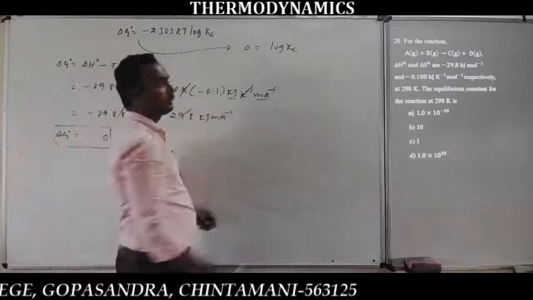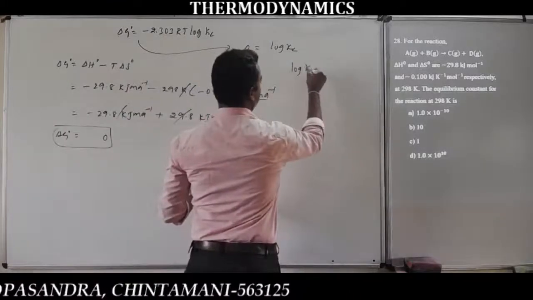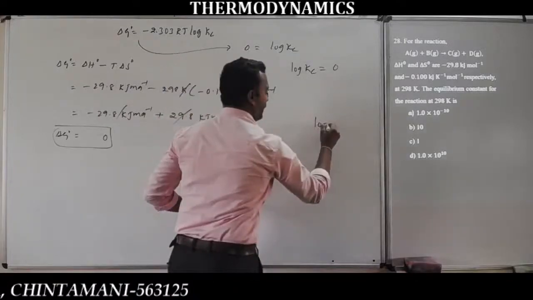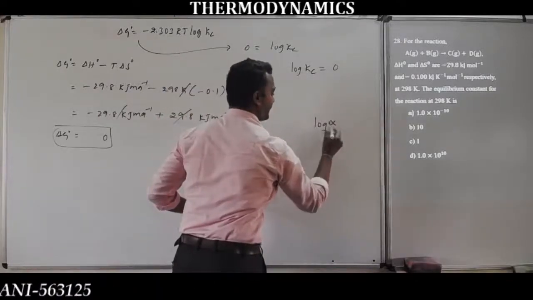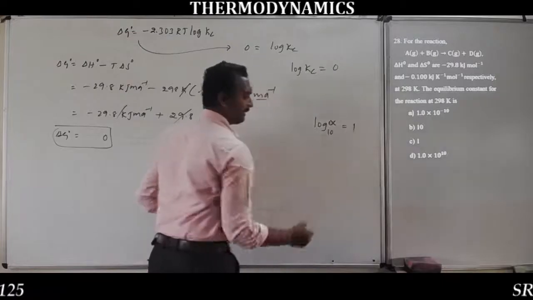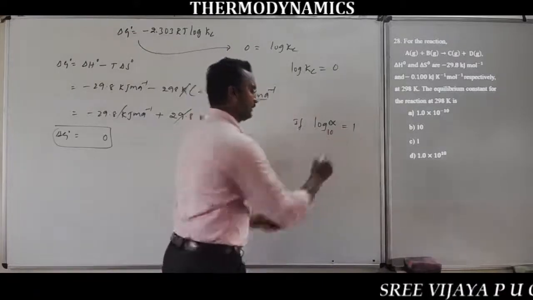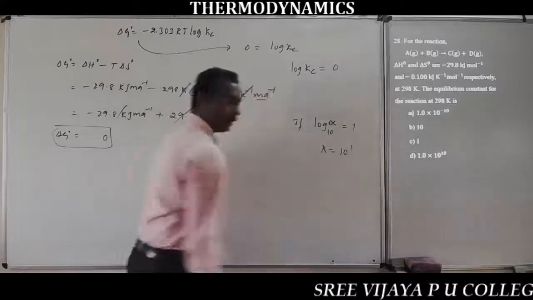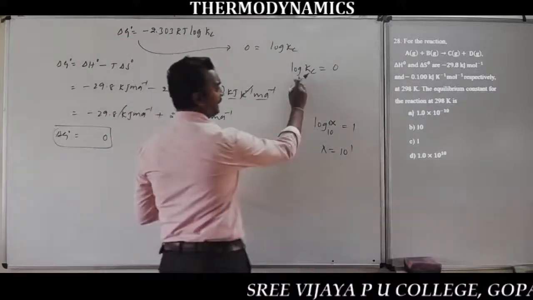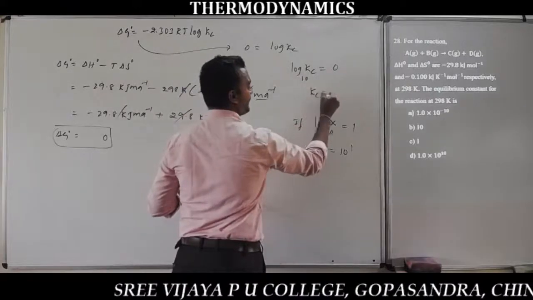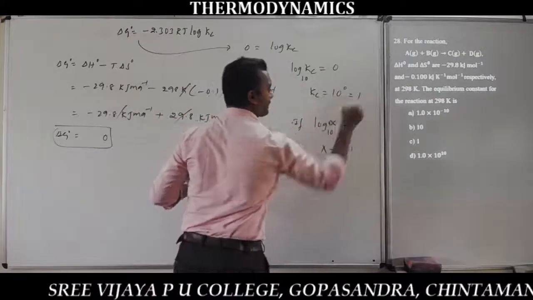Total log Kc is equal to, what do we get? 0. Log Kc is equal to 0. We know one of the formulas: log X base 10 is equal to 1, then X is equal to 10 power 1. That is the logarithmic formula. Similarly, log Kc, the base is 10, is equal to 0, then Kc is equal to 10 power 0, and 10 power 0 is 1.